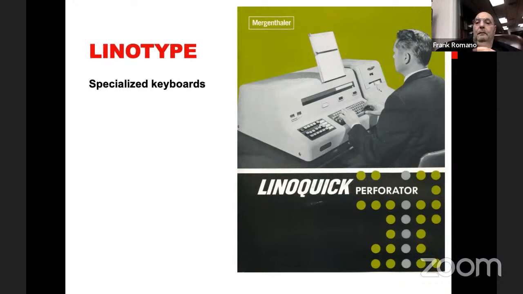Now, the problem with these keyboards was also there were a lot of other keys, because you then had to control not only the characters that you saw, but the commands that told you how to see them. What point size, what line length, whether there was indents or not, all of this had to be given as codes to control the output device.